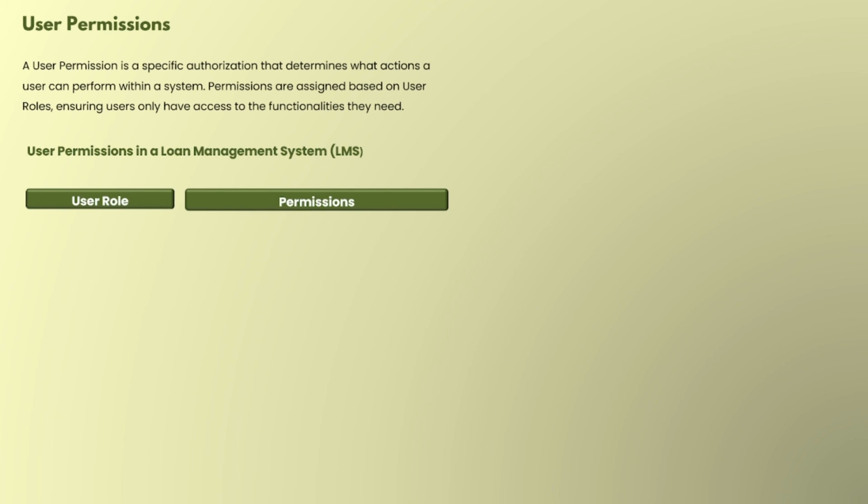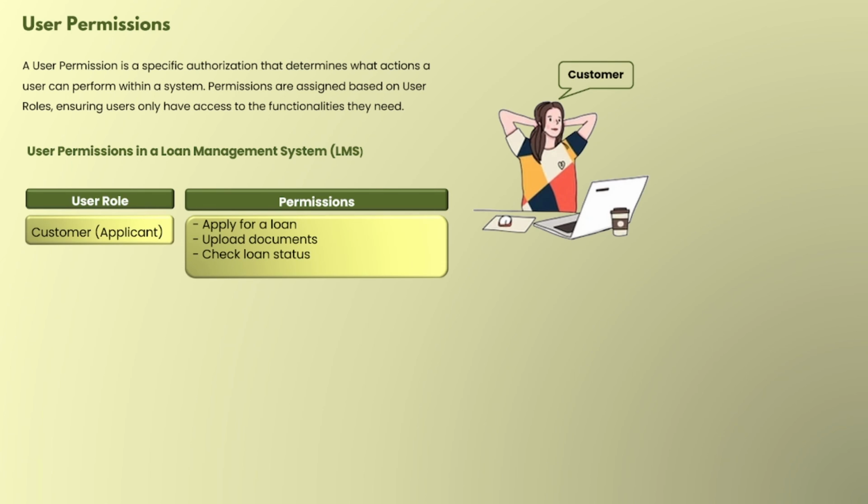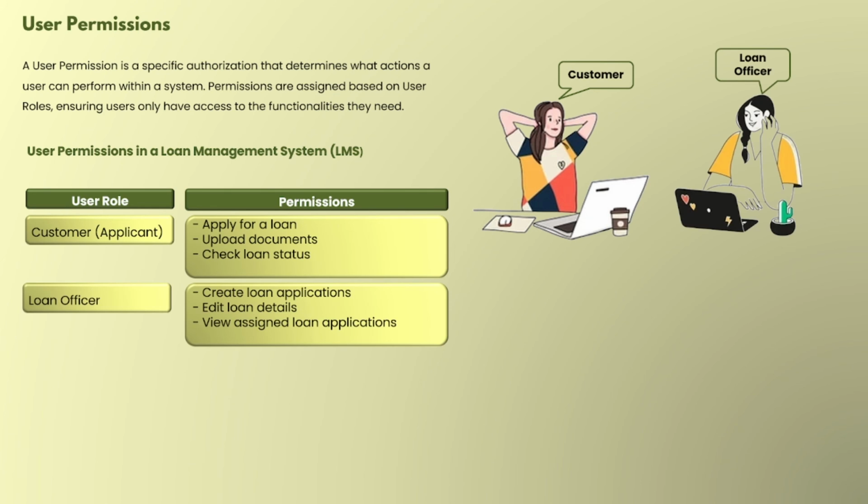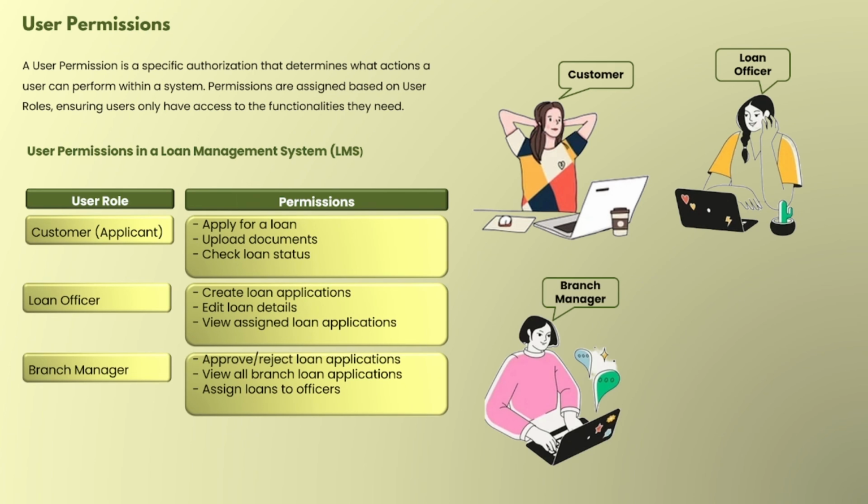So here we consider two columns, user role and permission. Let us see the customer, who is the applicant. The permissions for the customer are to apply for a loan, upload the document, and check loan status. Then the loan officer has permissions to create a loan application, edit loan details, and view assigned loan applications. Then the branch manager role should have permission to approve or reject loan applications, view all branch loan applications, and assign loans to the officers as well.